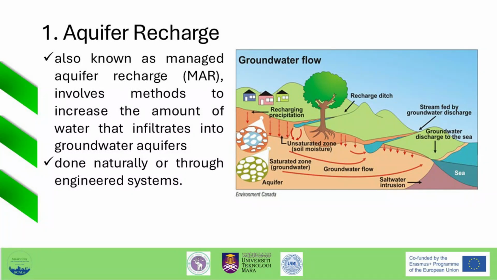An aquifer is a body of porous rock or sediment saturated with groundwater, which is water that occurs in the subsurface. As shown in the diagram, groundwater enters an aquifer as precipitation and seeps through the soil. It can move through the aquifer and resurface through springs and wells. Aquifer recharge, also known as managed aquifer recharge or MAR, involves methods to increase the amount of water that infiltrates into groundwater aquifers. This is done naturally, but can be through engineered systems.